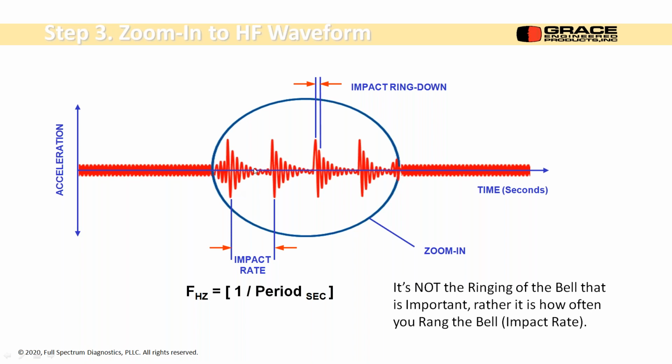But we don't really care about the ringing part. We care about how often we rang the bell. That's telling us what the hammer is. The hammer is the ball hitting that fault in the raceway, and then the next ball hitting it, and the next ball, and the next ball. It will be a prescribed rate. We'll be able to decipher what the source is.